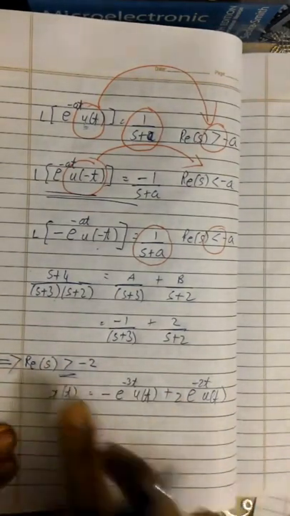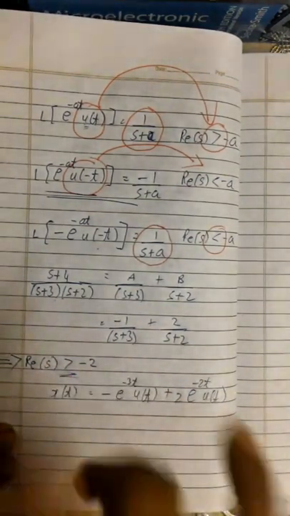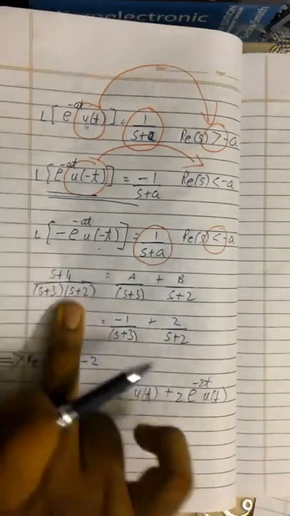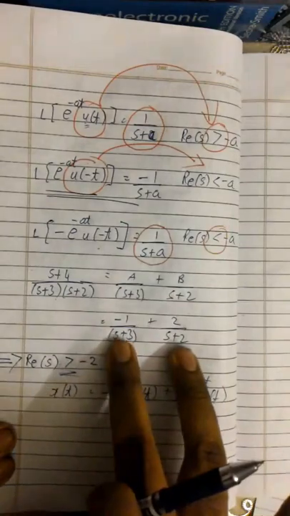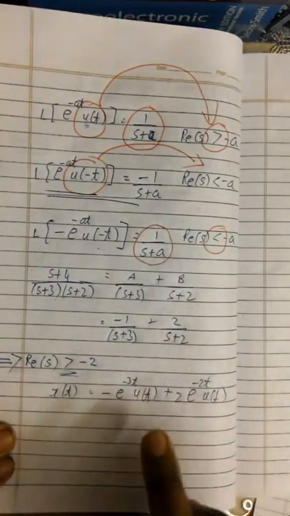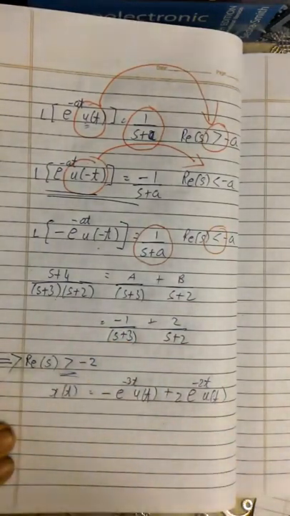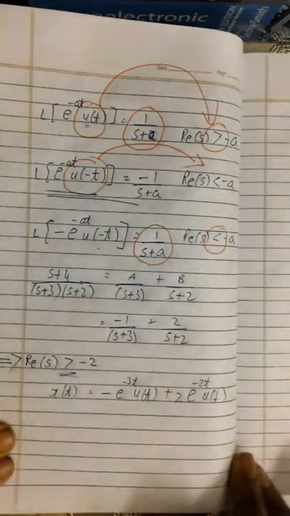All right, if you see a greater-than sign, immediately understand this is a right-sided signal, a causal signal. All you need to do is simply find the inverse Laplace transform and then attach u of t along with it. That's all. Attach u of t along with it.